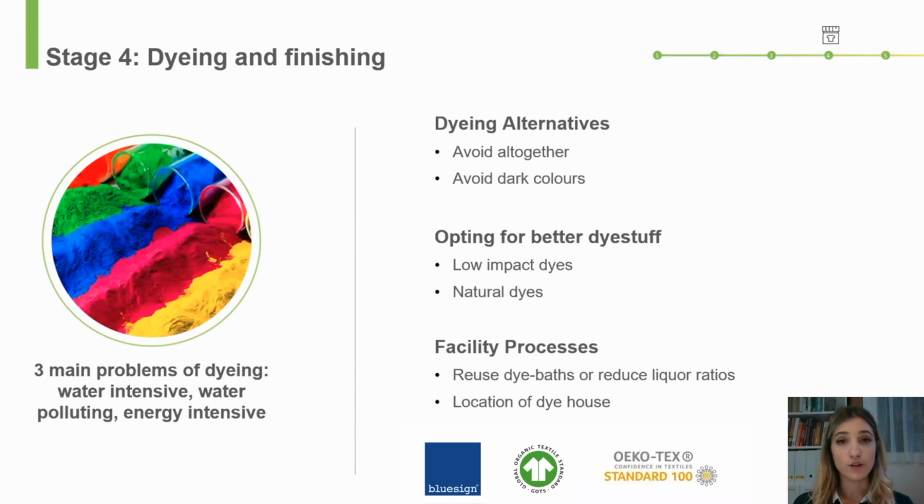And lastly, look for certifications that you can trust when choosing suppliers and materials. Some of these are examples such as the Oeko-Tex Standard 100, the Bluesign, and the GOTS standard, which make sure that there's a certain environmental standard that is reached.